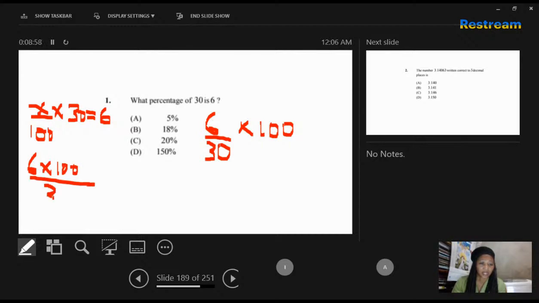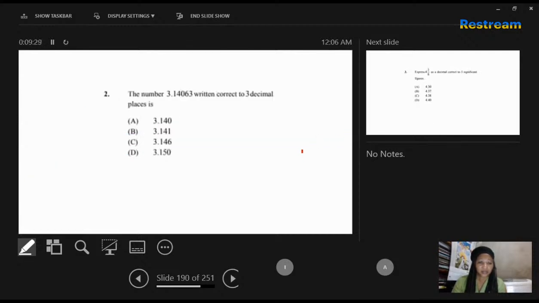All right, so work that out for me. Same thing. The zeros cancel. And then we get 60 divided by 3, which is equal to 20%. So we can say 3 into 6, 2. All right, so that's C, 20%. Imani?